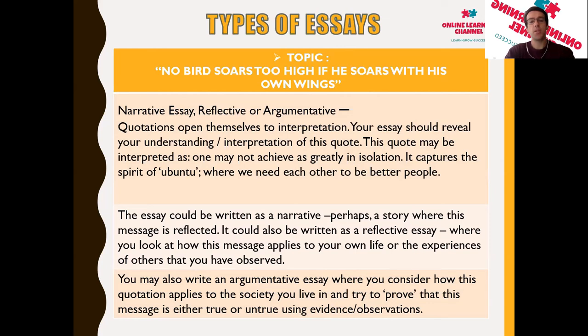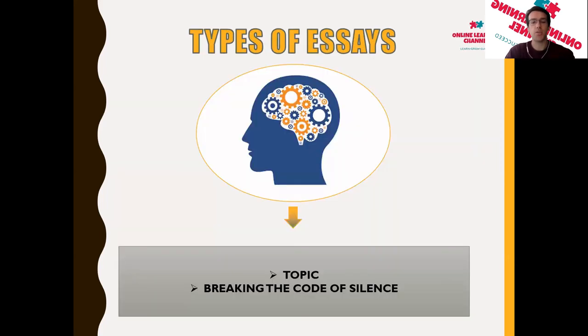So the essay could be written as a narrative, perhaps, as mentioned earlier, a story where this message is reflected. It could also be written as a reflective essay where you look at how this message applies to your own life or your own experiences of what others have gone through and observed. And you may also write an argumentative essay where you consider how this quotation applies to the society you live in and try to prove that this is a message that is either true or untrue using evidence or observations.